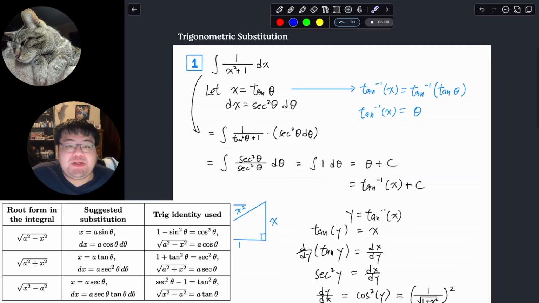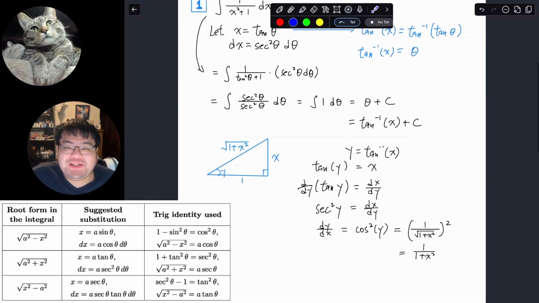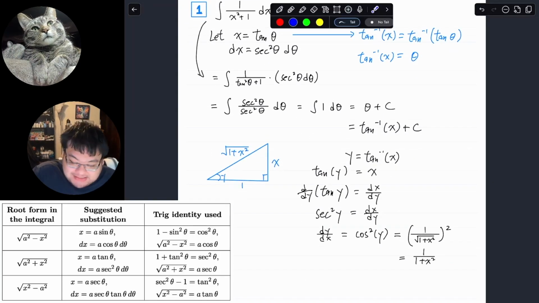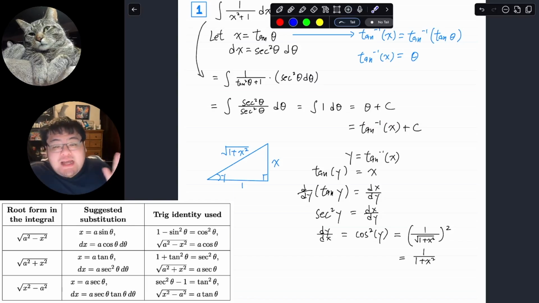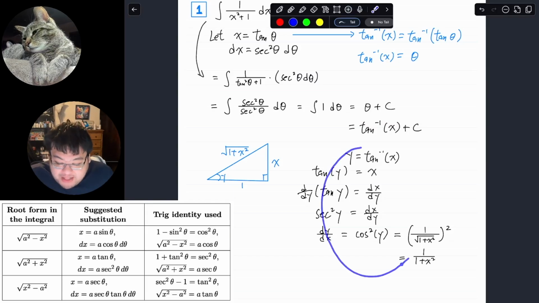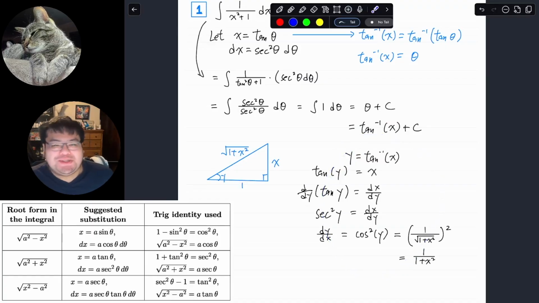So this example is interesting in the sense that we actually need to use the exact same trick here. When you recall what we just learned today, we need to use the right angle to find the sine, cosine, tangent, and you realize that besides integration, sometimes we also need to use the same trick in differentiation.